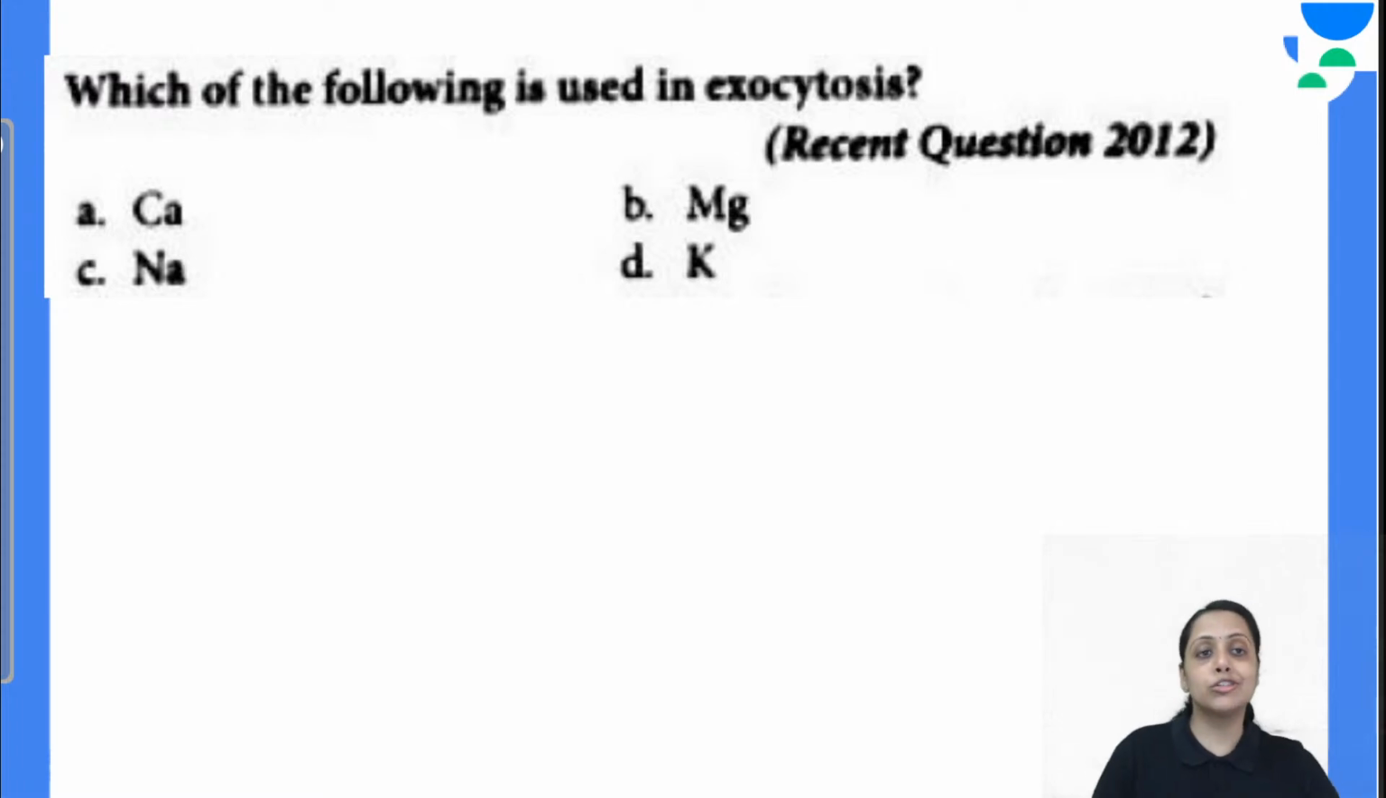Which of the following is used in exocytosis? Calcium, magnesium, sodium, or potassium? Everybody answer this question. Yeah, very true. An increase in intracellular calcium is required for exocytosis.